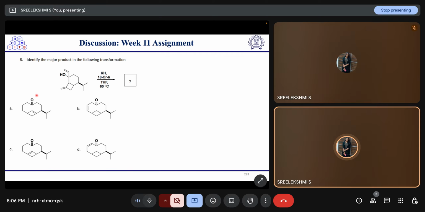Now moving to the second question of the week 11 assignment: identify the major product in the following transformation. Again, this compound upon treatment with KH and 18-crown-6 in THF at 60 degrees Celsius. So some ring expansion is happening. Which rearrangement is it, what can happen, and which of these products can form? So try to identify the major product which will be formed in this reaction using potassium hydride and 18-crown-6 under reflux conditions.